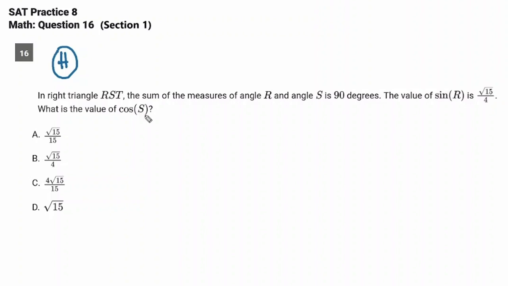In right triangle RST, the sum of the measures of angle R and angle S is 90 degrees. The value of sine R is root 15 over 4. What's the value of cosine S?